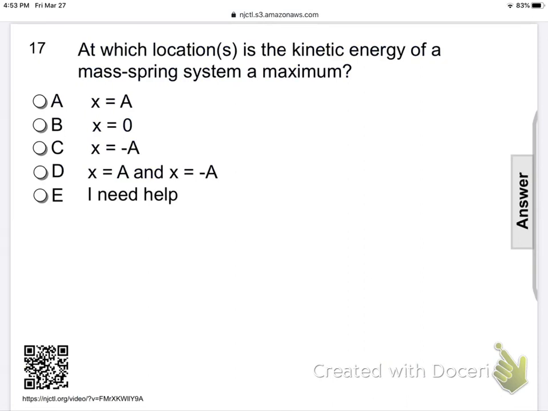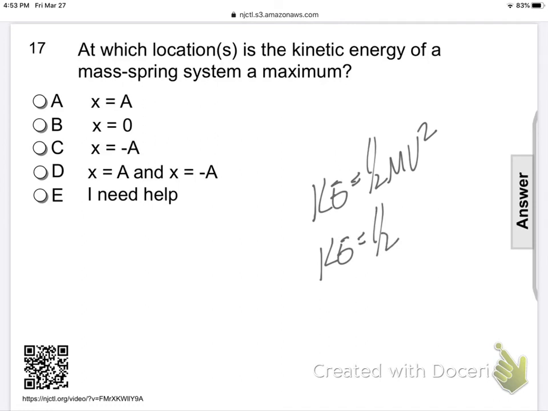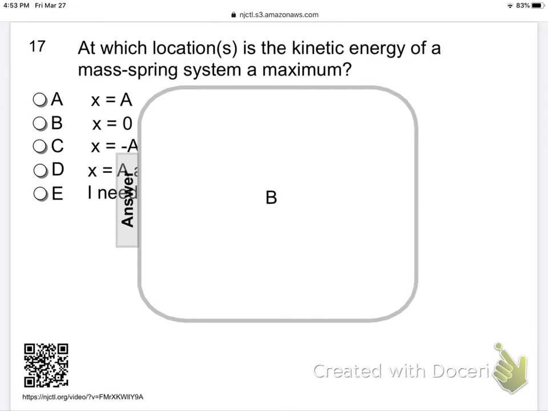Question: at which location is the kinetic energy of a mass spring system a maximum? Remember, kinetic energy is 1/2 mv squared. So we want to know where kinetic energy is going to be at a maximum. Well, that's going to be where its velocity is at a maximum. Its velocity is at a maximum when it crosses the equilibrium point.